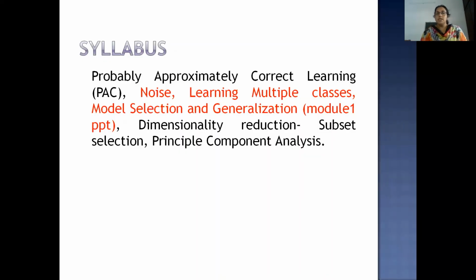Now next topic, if you see in the syllabus, the next topic is noise, learning multiple classes, model selection and generalization. All of these were taught in module 1. So I'm not going to repeat all that again. These concepts are required if I want to teach you VC dimension, I want to teach you pack learnability, I need you to know the concept of generalization.